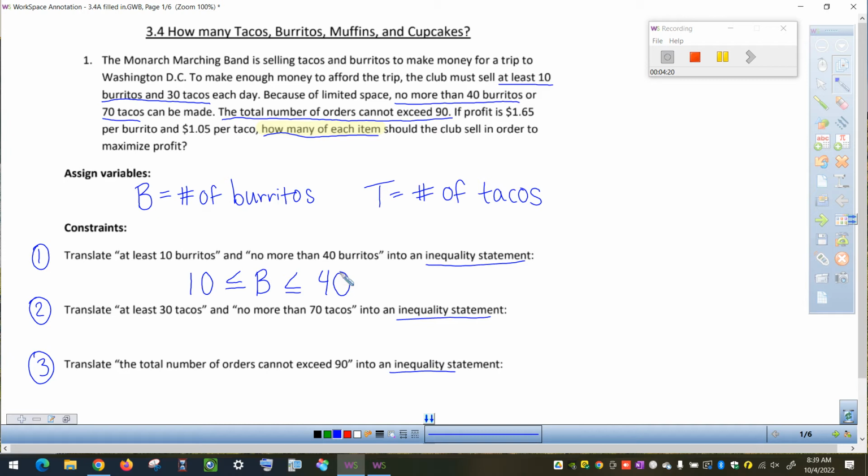We're going to write a similar statement here for the tacos. So I want you to try this one. It says that we need to have at least 30 tacos, but no more than 70 tacos. So go ahead and write in what would that second inequality be.